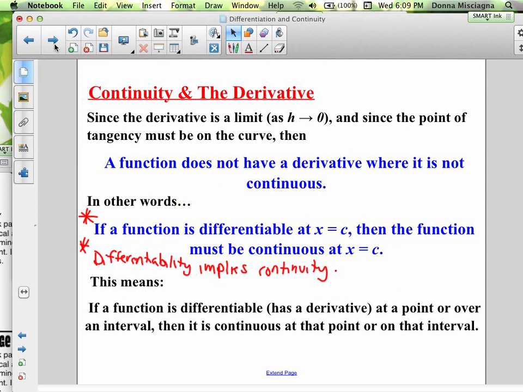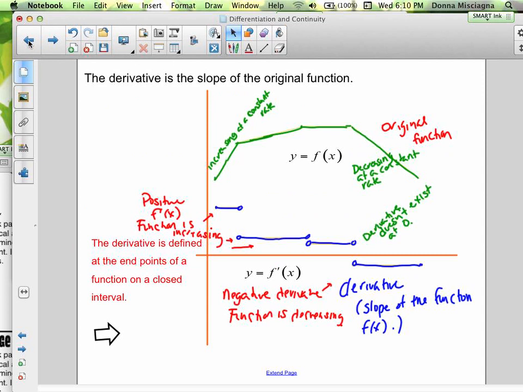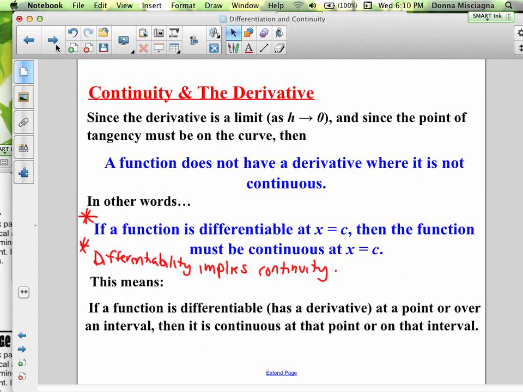So a function, let's go back to that sentence again. A function does not have a derivative where it's not continuous. In other words, if a function is differentiable at x equals c, then the function must be continuous at x equals c. Differentiability implies continuity. So if you are differentiable everywhere, you are absolutely continuous. But this function was continuous, but not differentiable everywhere. So we can see from this graph that this is not a two-way street.